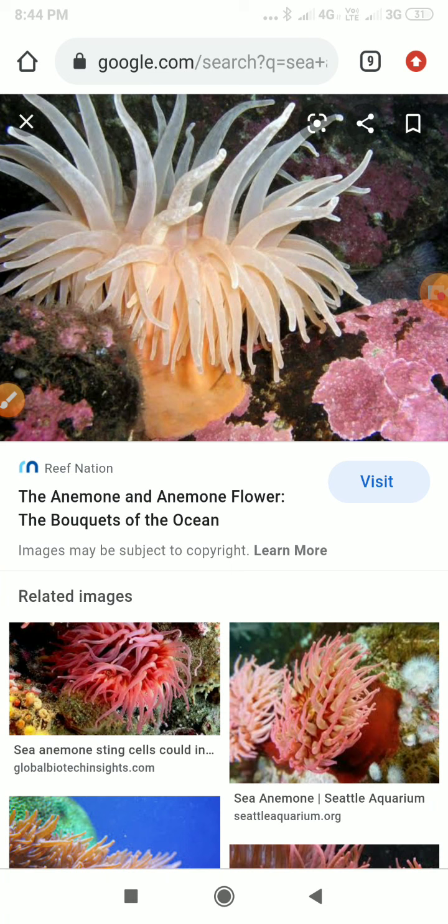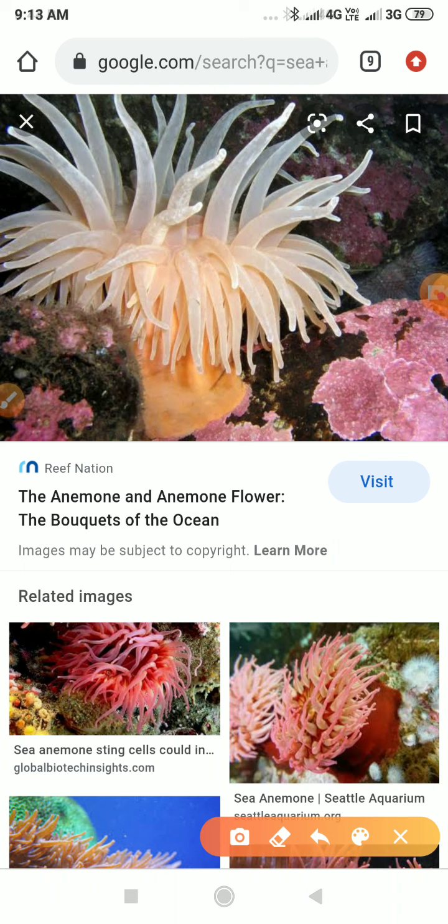Here I have shown the picture of the sea anemone. You know what is sea anemone? It is a marine invertebrate animal. It is a multicellular animal, a marine invertebrate which falls under the phylum Coelenterata. This animal has a tube or cup shaped body in which it contains numerous tentacles, and it has stinging cells.